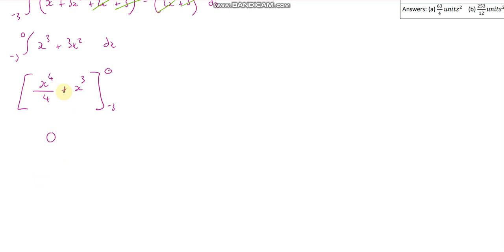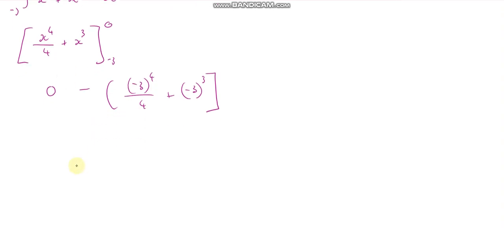So it's going to be 0, take away, and then I'm going to put a -3 to the 4 divided by 4 plus -3 to the power of 3. Okay, so I'll just check that. That looks good to me. So 0, take away, and -3 to the power of 4. So it's -3 times -3 times -3 times -3 over 4.